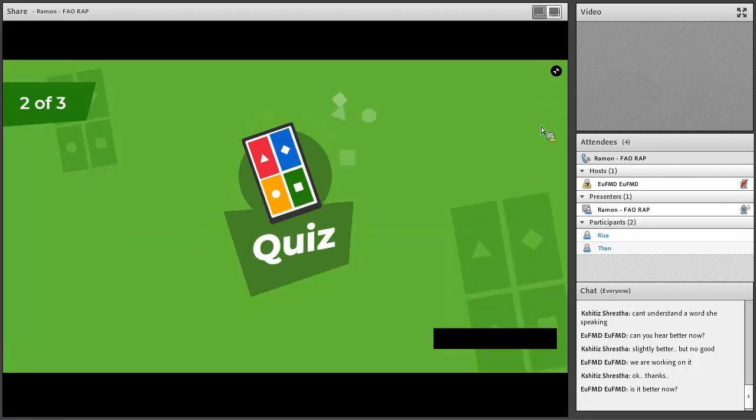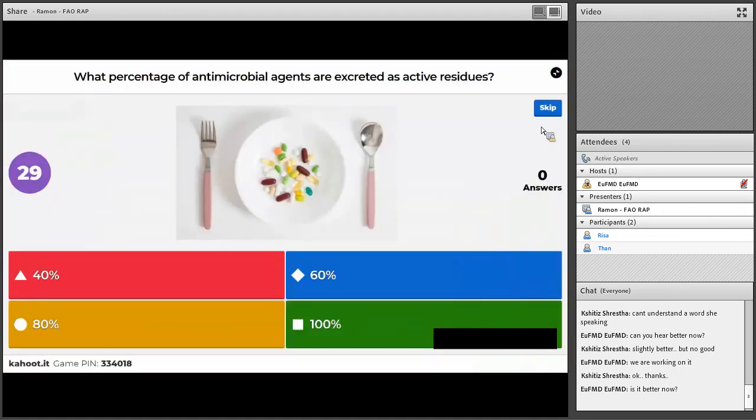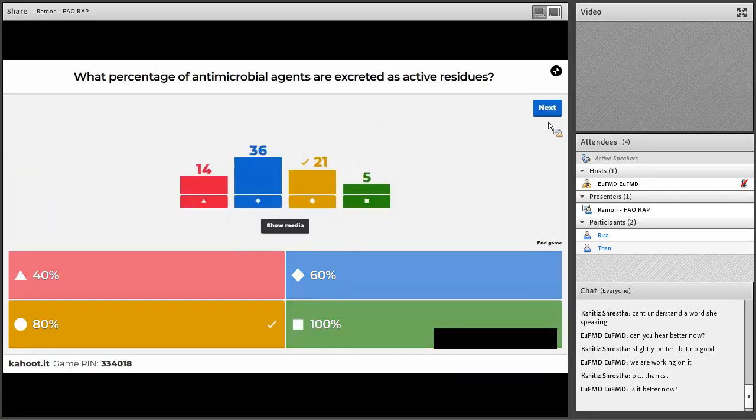Okay, question 2. What percentage of antimicrobial agents are excreted as active residues? Listen well, you are correct. And the right answer is 80%.